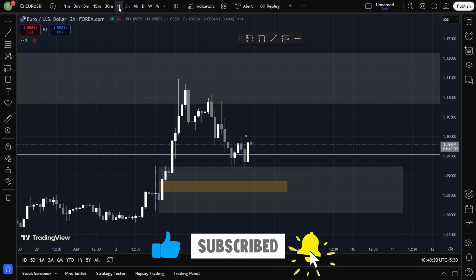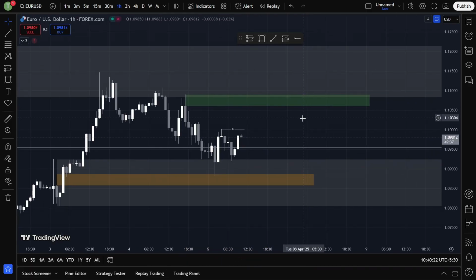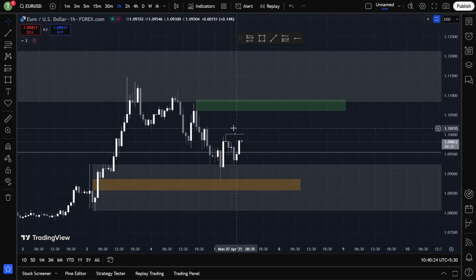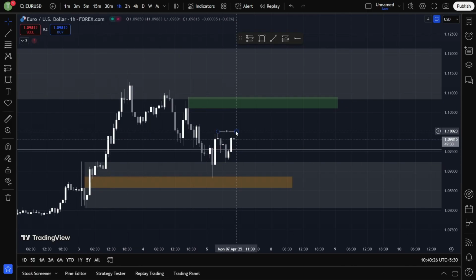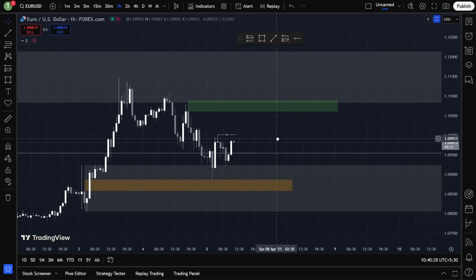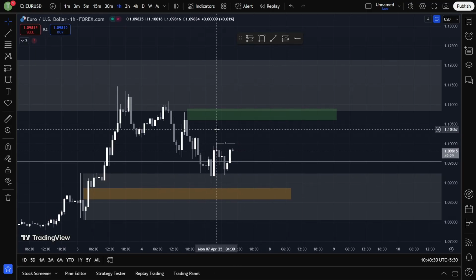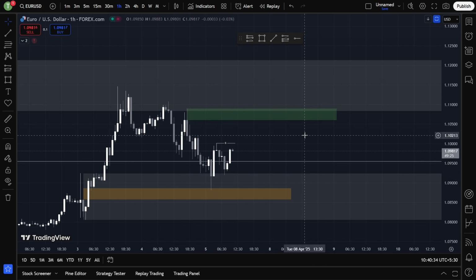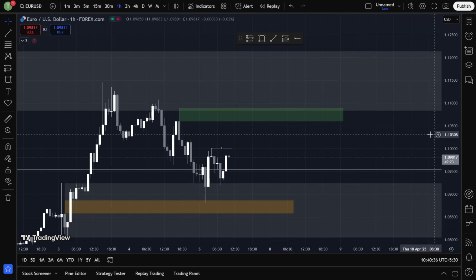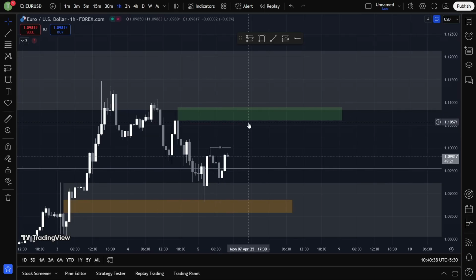Let's move to the 1 hour to see what we have to resist the current upside move. If we get a close above this 1 hour candle, most likely we'll be going till this order flow of the market, and then we are going to see the reaction on either side.